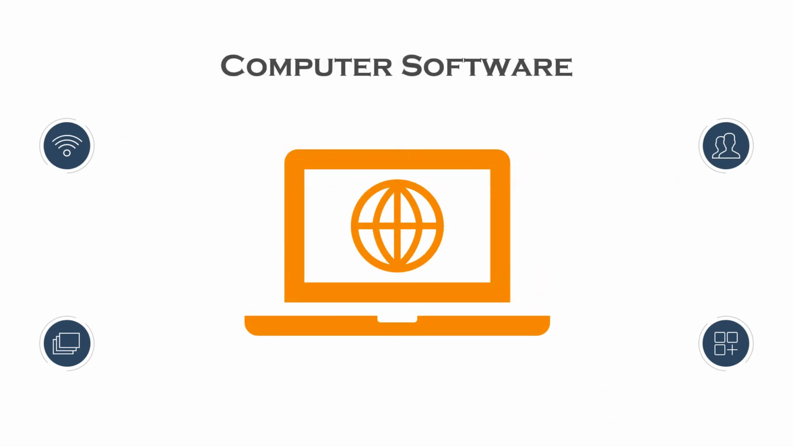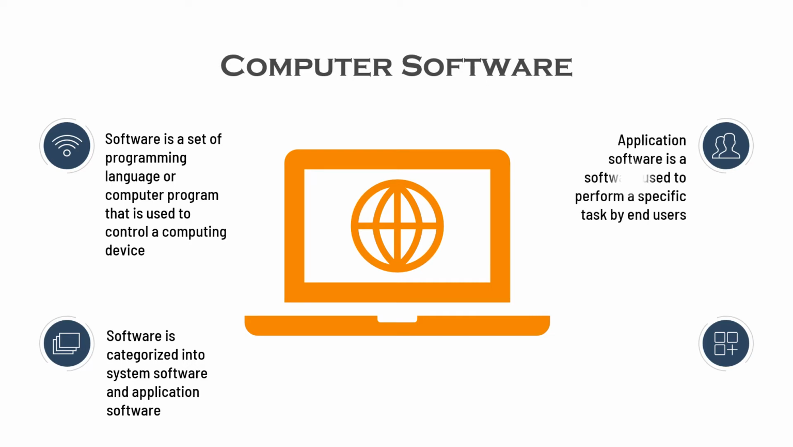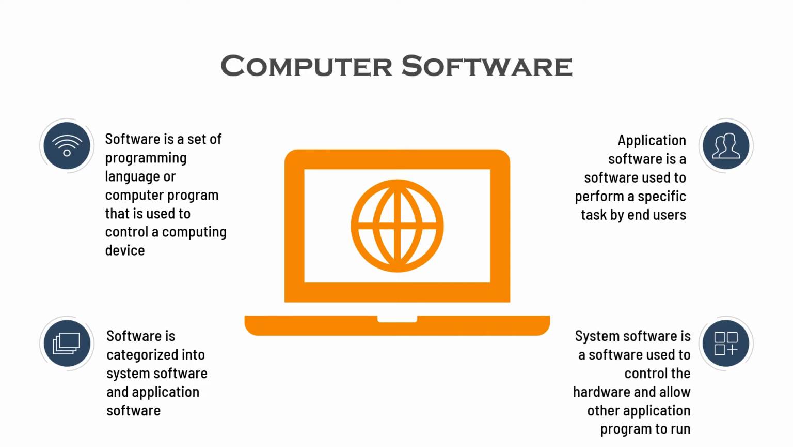Secondly, which is the computer software. Basically, computer software is a set of programming languages or computer programs used to control a computing device. Software is categorized into system software and application software. Application software is software used to perform a specific task by an end user. System software is software used to control the hardware and allow other application programs to run.